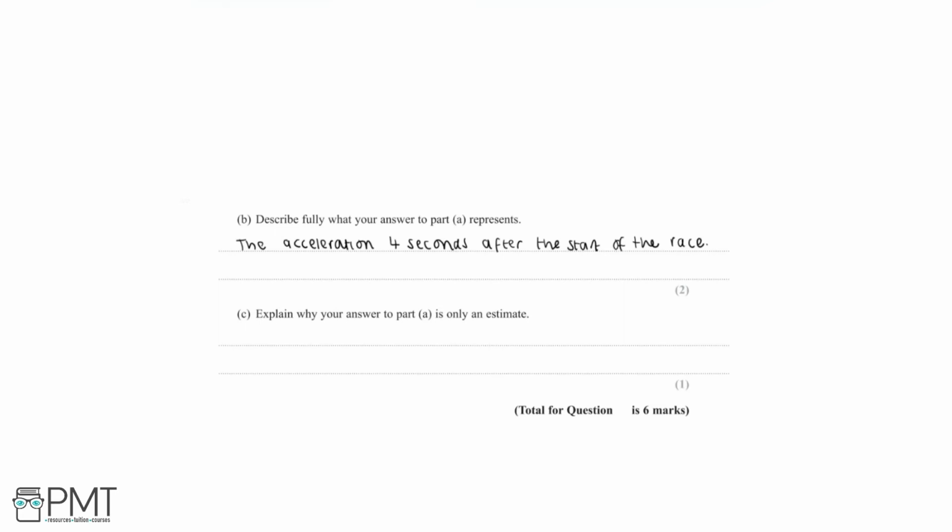In part C, we need to explain why our answer to part A is only an estimate. And this is because we drew a tangent. Since we drew a tangent to the line, we can only ever estimate the gradient of our graph. And so depending on how accurate our tangent actually is, we'll never know which gradient is actually the true value. And so we can say that our answer to part A is only an estimate because it depends on the accuracy of constructing the tangent.